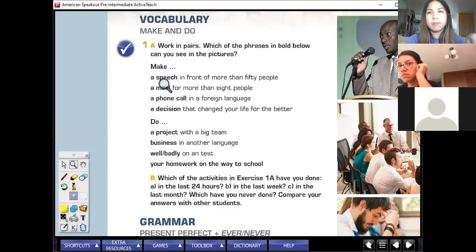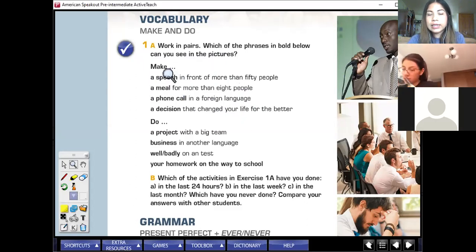Here we have one vowel that is the same vowel. It's a long E, speech and meal. Speech and meal. Okay, so when you make a speech in front of 50 people, they can see you. You are making a speech. A meal, you are using ingredients, you are cooking, you use your hands. A phone call, you use your cell phone. And when you make a decision that changes your life for better, you are making some changes using different resources. That is make. Do you have questions?